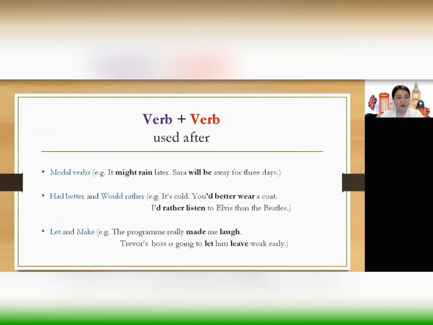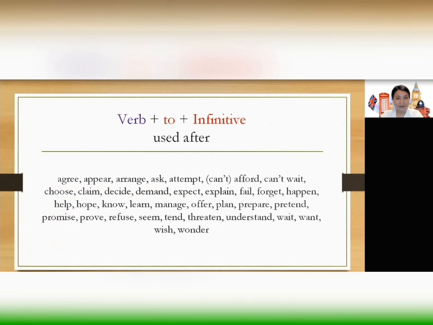And also the verbs let and make. For example, the program really made me laugh. Here we have just 2 verbs, made, and the main verb laugh. Trevor's boss is going to let him leave work early. Here also we have the verb let, and after this verb we just have the main verb leave.